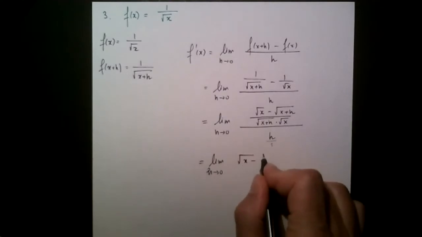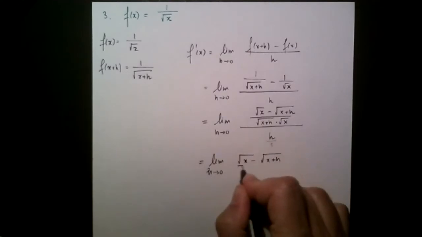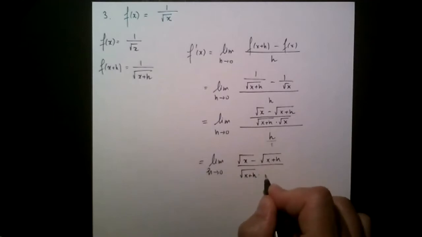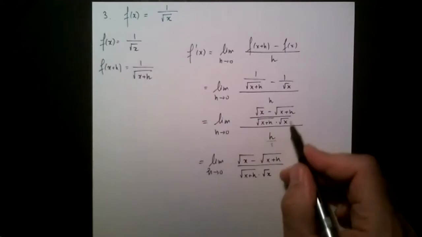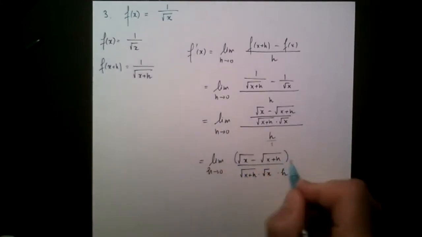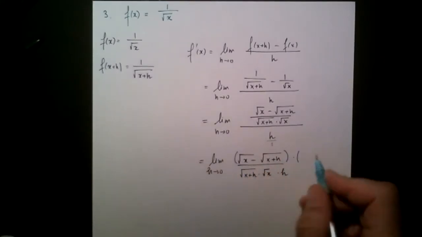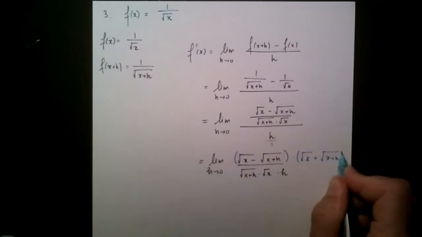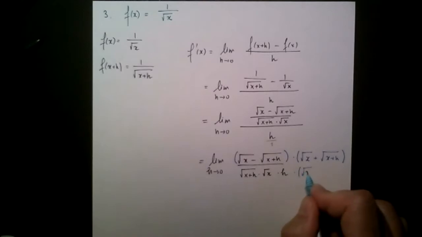Root x minus root x plus h over root x plus h times root x, and then times 1 over h, so just over h. What do I do now? Multiply by the conjugate: root x plus root x plus h, top and bottom.